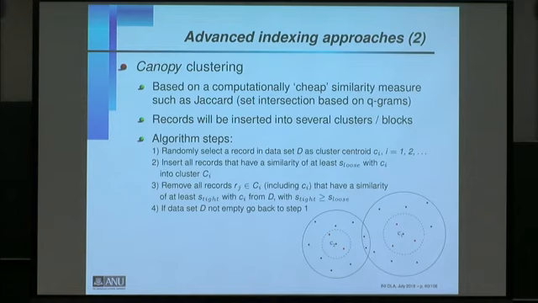Depending on how we set these thresholds, especially the tight threshold, we get more or less overlap between the clusters. So a record can be inserted into more than one block, unless I set the tight similarity the same as the loose similarity, in which case there won't be any overlap anymore. Again, this has been shown to be fairly successful. It's often used in computer science research, also due to the availability of an open source package which has implemented this.